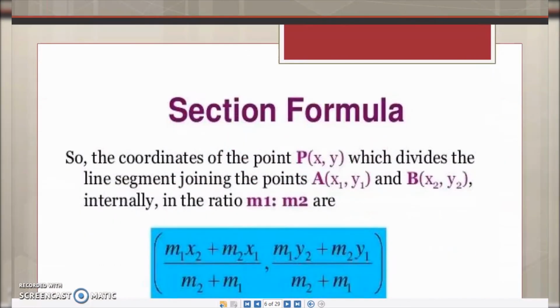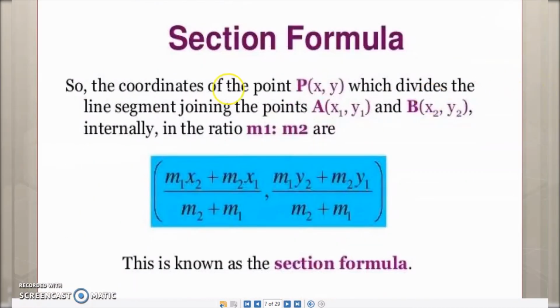So this is the final section formula. The coordinates of the point P (x, y), which divides the line segment joining the points A (x1, y1) and B (x2, y2) in the ratio m1 is to m2 are these: (m1 x2 plus m2 x1) divided by (m1 plus m2) and (m1 y2 plus m2 y1) divided by (m1 plus m2). So this is the section formula.